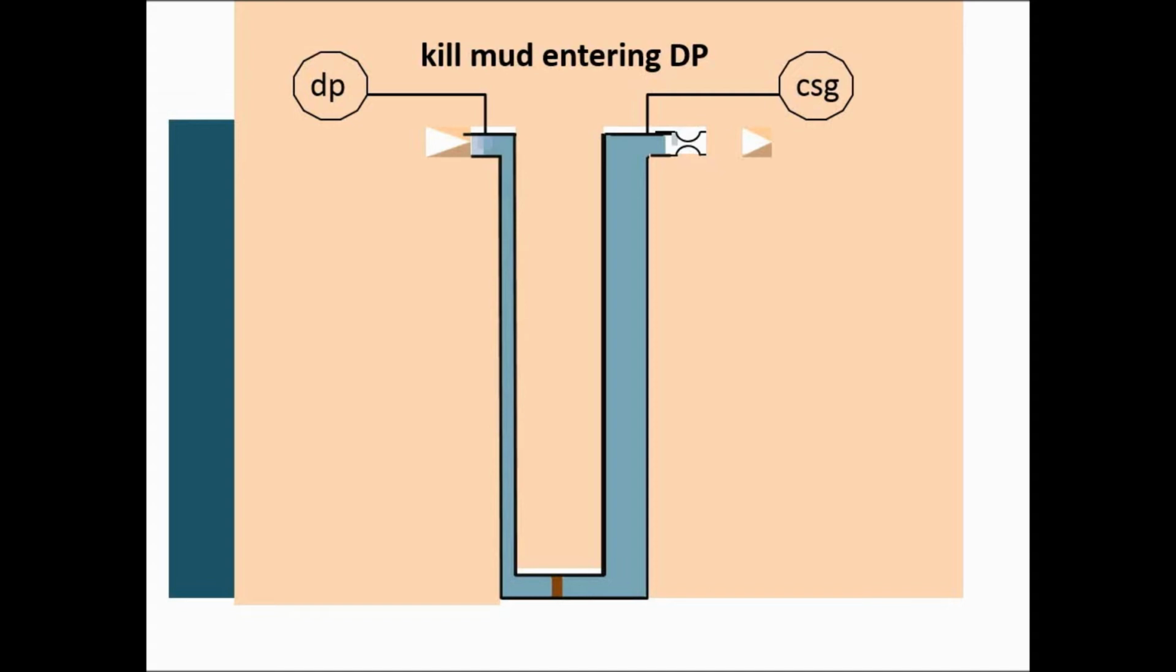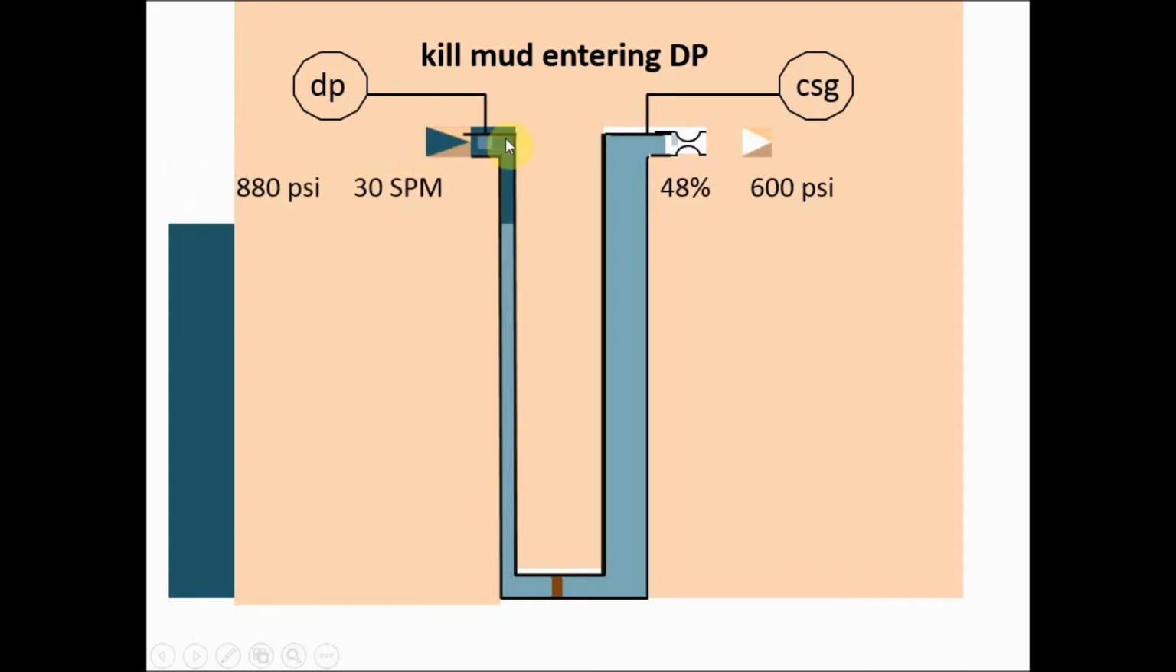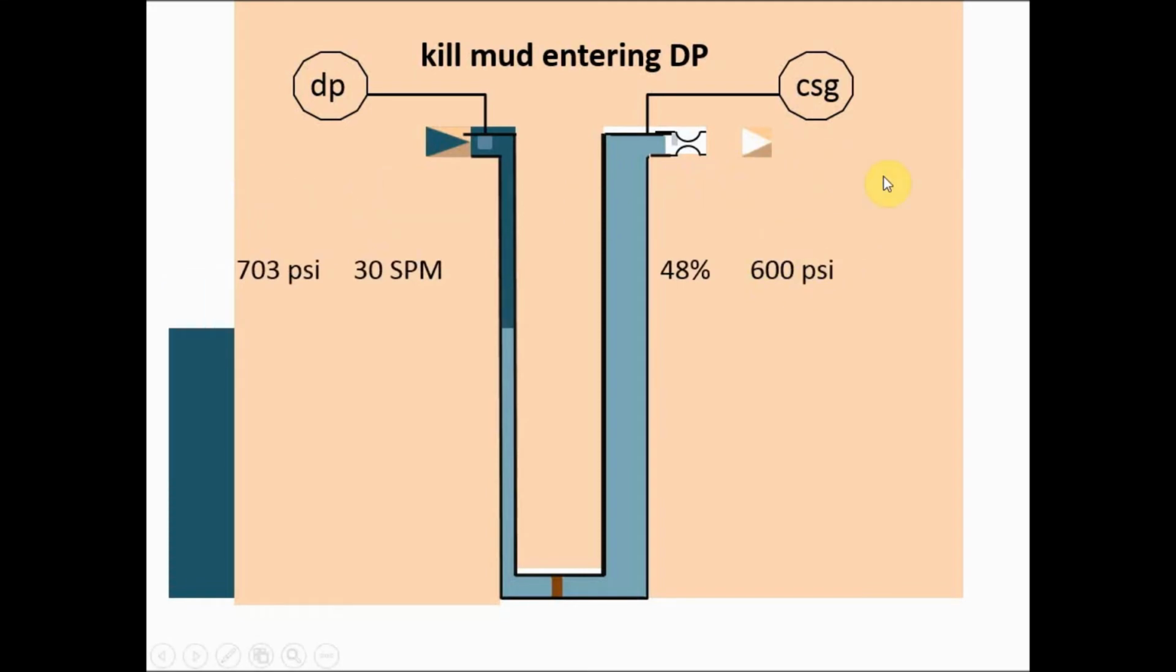After the pump is running at 30 SPM and displacing the surface line with kill mud, we will zero the stroke counter exactly when the kill mud enters the drill string. So we see here the kill mud starts entering the drill string and the drill pipe pressure will decrease while casing pressure remains constant. More kill mud entering the drill string, the drill pipe pressure will decrease further.